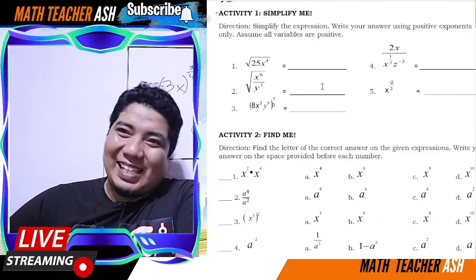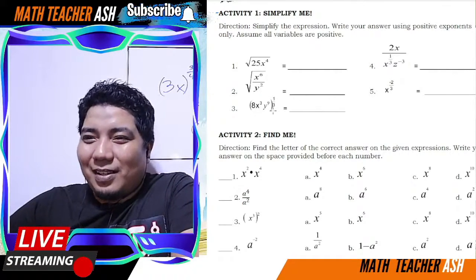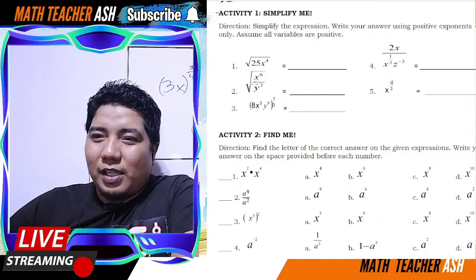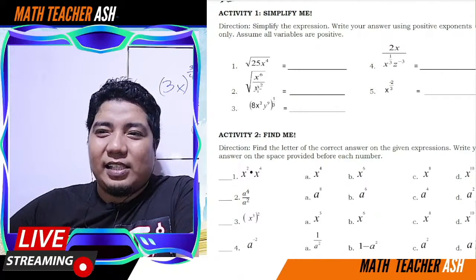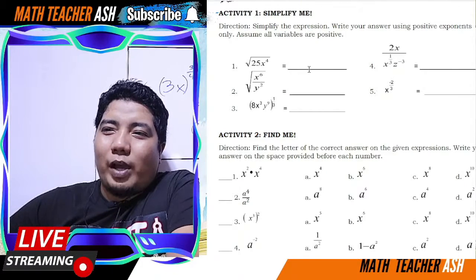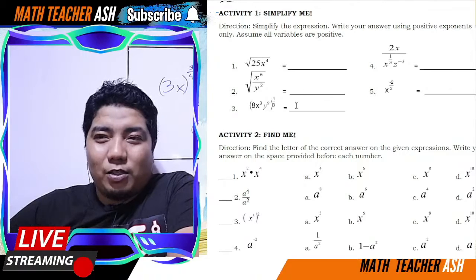Okay, so depende sa kanila paano nila ipapakita yon. Now, we have here the square root of x to the power of 6 over y to the power of n. X to the power of 6 over y to the power of n, pwede ba silang i-divide? Hindi, kasi hindi sila pareho ng letter. However, pwede silang i-separate: square root of x to the 6 divided by square root of y squared.